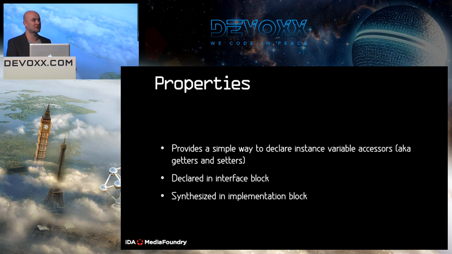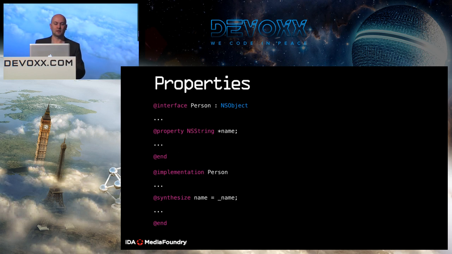And this is a nice feature in Objective-C. You will love it. Because in Java, we still need to generate the getters and setters ourselves. In Objective-C, this is all magically done for us. Of course, you can override, but normally the standard is enough. So properties provide a simple way to declare instance variables and accessors, so getters and setters. They are declared in the interface block and they are synthesized. So that's a new term. They get synthesized in the implementation block.